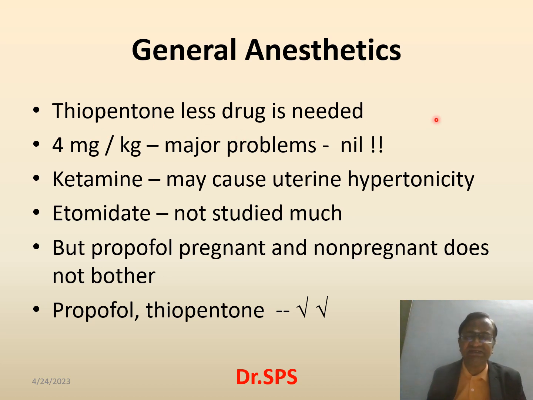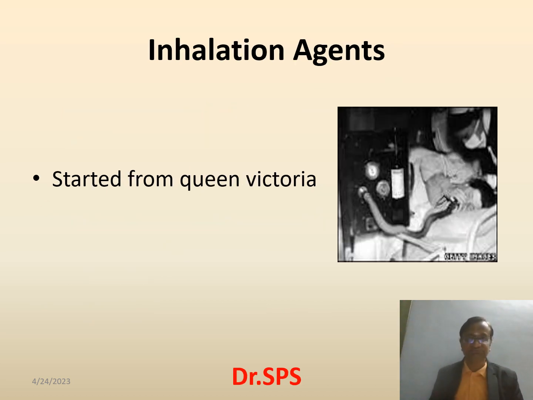Thiopentone, fewer drugs are needed. 4 milligram per kg, major problems are less. Ketamine can cause uterine hypertonicity. Etomidate is not studied much. Propofol, pregnant and non-pregnant, doesn't bother. Propofol and thiopentone, okay. In general anesthetics, in IV injection agents, ketamine can cause uterine hypertonicity, and etomidate is not studied much.